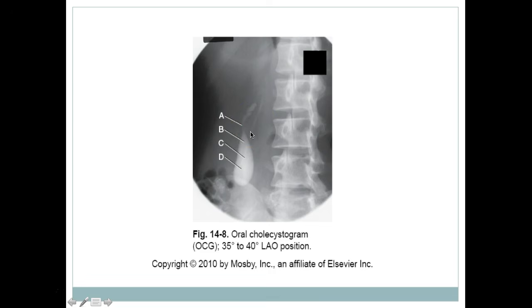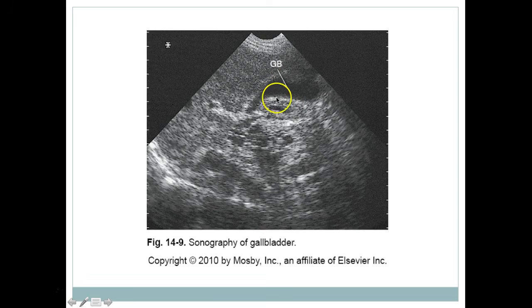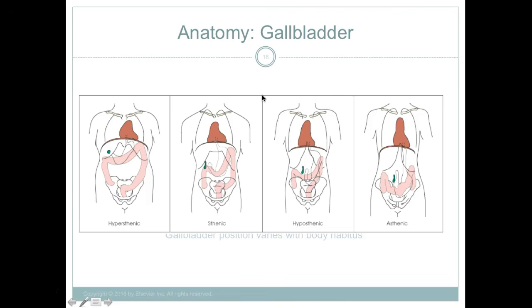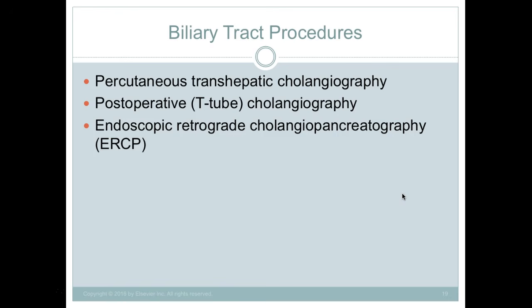And here is an x-ray of the gallbladder. So A is your cystic duct or your neck. Cystic duct, and we'll call this the neck, and this is the body, and down here is the fundus. On ultrasound, this is what it looks like right here, because it's fluid filled, so it looks a little bit different than it does on x-ray. And like I said, depending on the body habitus or somatotype of your patient, you have your hypersthenic, your sthenic, your hyposthenic, and your asthenic. So you can see it really changes position depending on the body type.